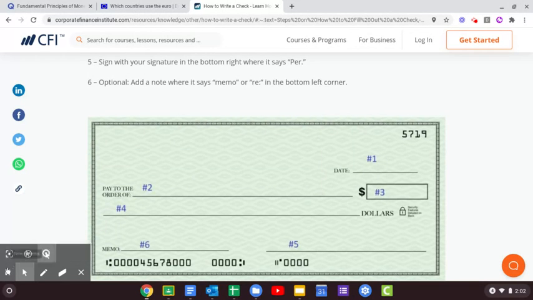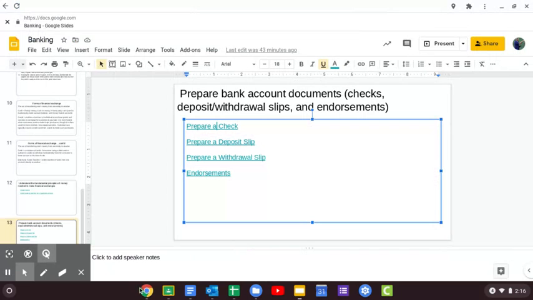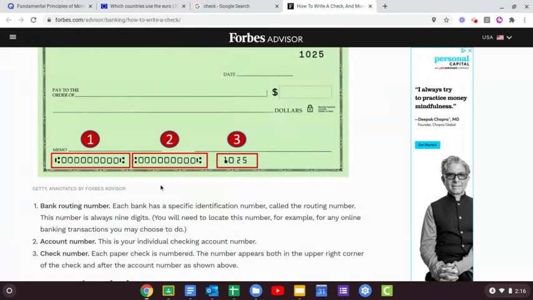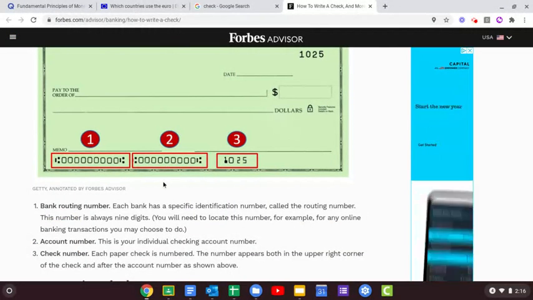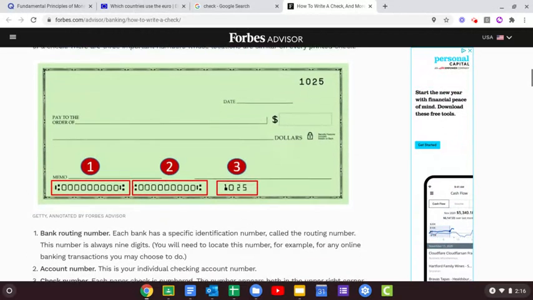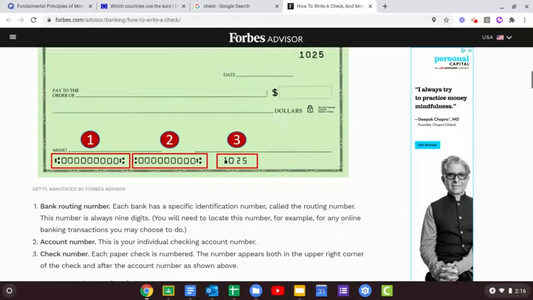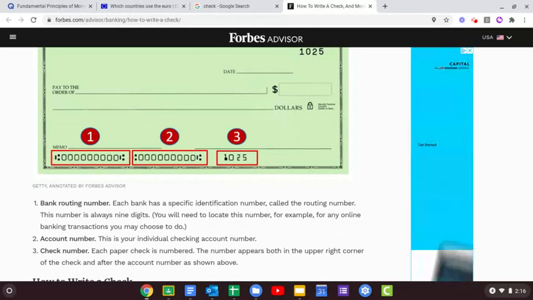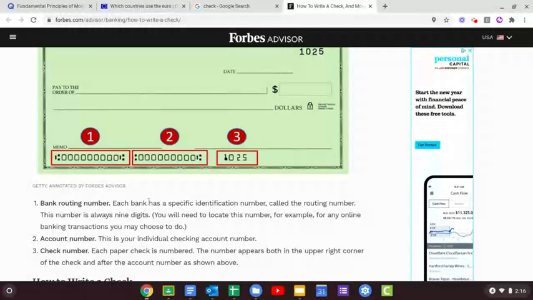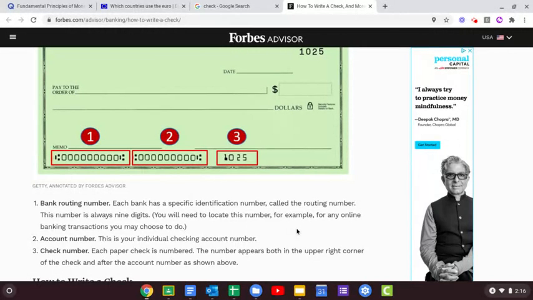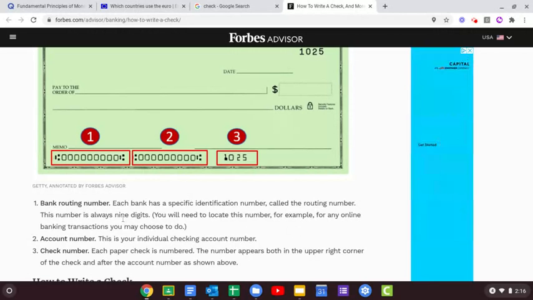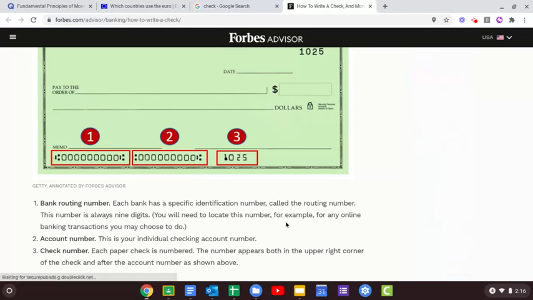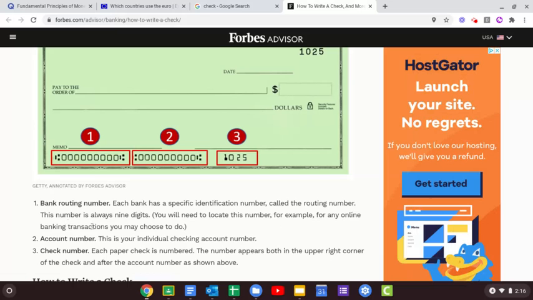Let's see if we can't find some more. So some other good information I found. We're going to look at this. This is from the Forbes Advisor website. When we look at a check, there's some numbers in the bottom. Number 1, your bank routing number. Each bank has a specific identification number called the routing number. This number is always 9 digits. You will need to locate this number, for example, for any online banking transactions you may choose to do. Yes, you need this for your online banking stuff.